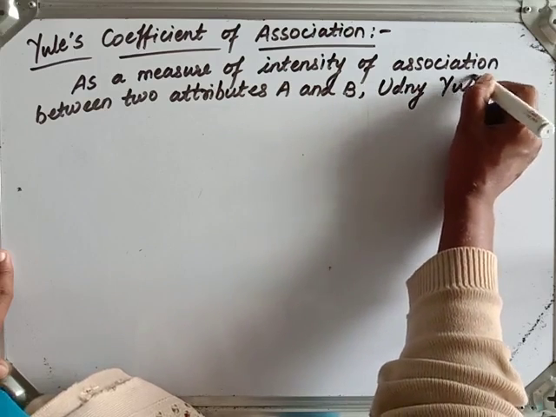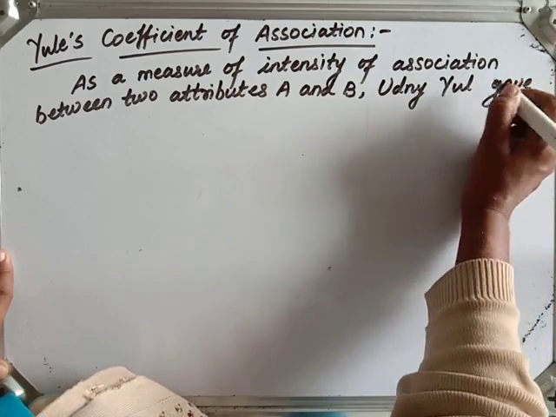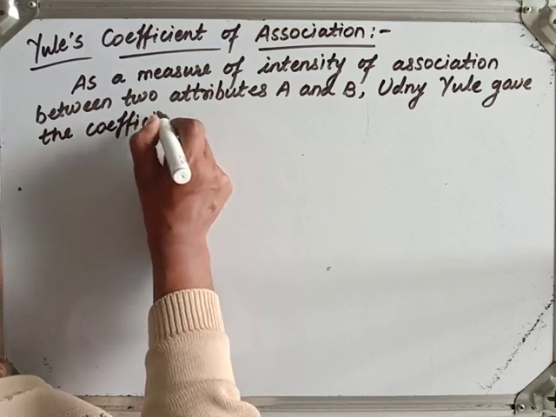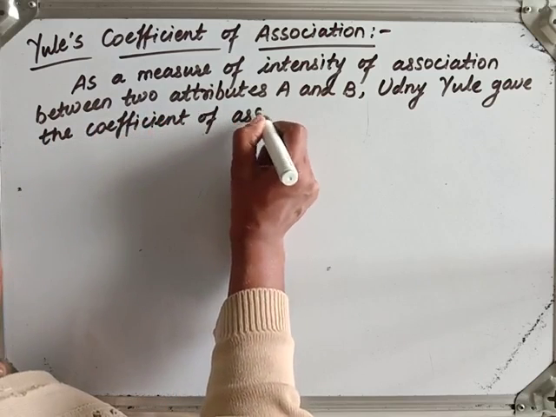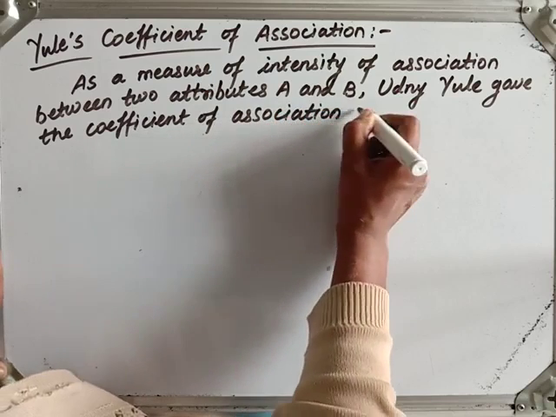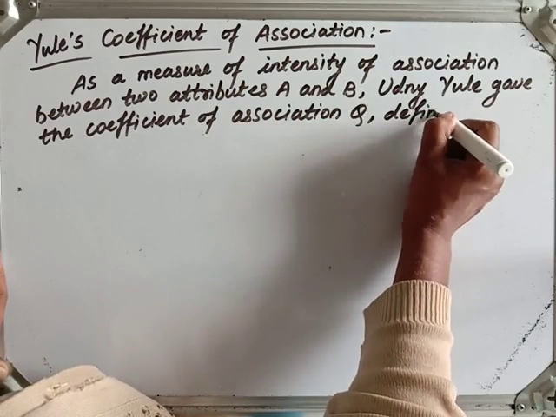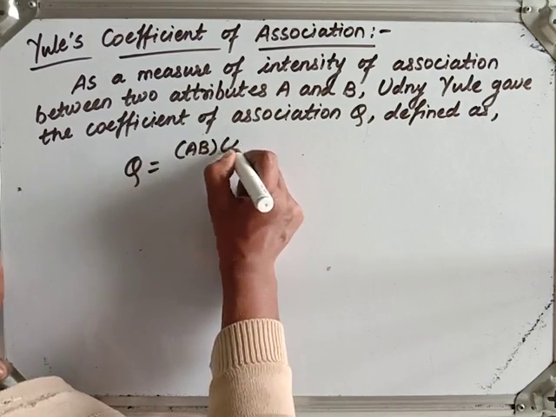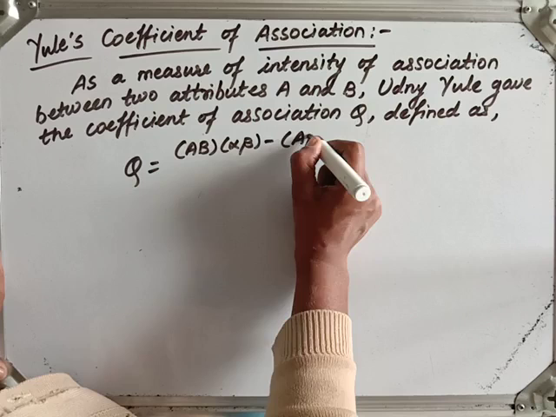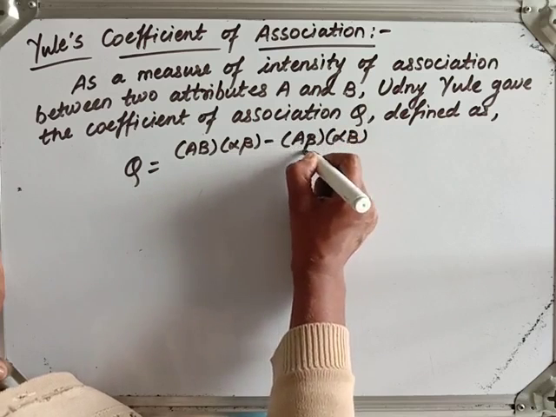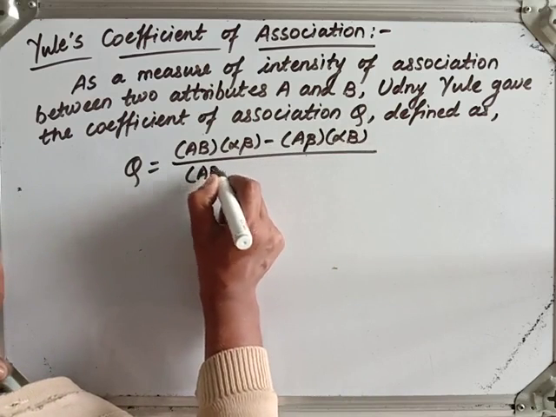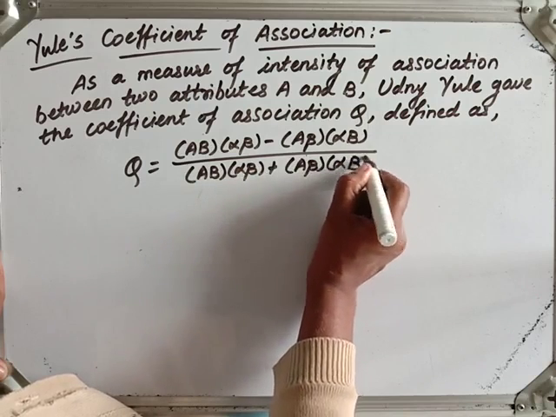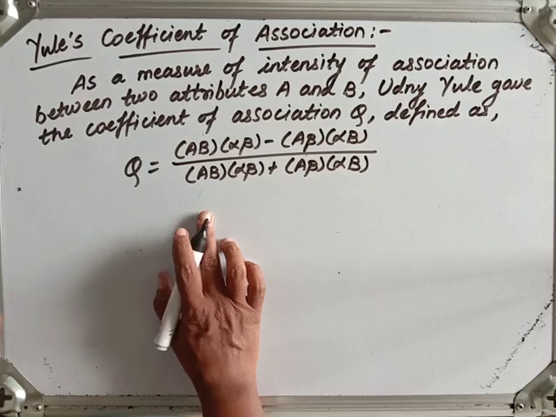Woodney Yule gave the coefficient of association Q, defined as Q equal to frequency of AB into frequency of alpha beta minus frequency of A beta into frequency of alpha B, upon frequency of AB into alpha beta plus frequency of A beta into alpha B. Fine. Now this is Yule's coefficient of association.